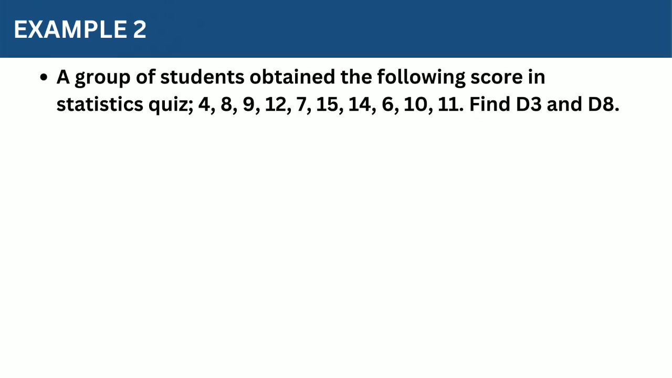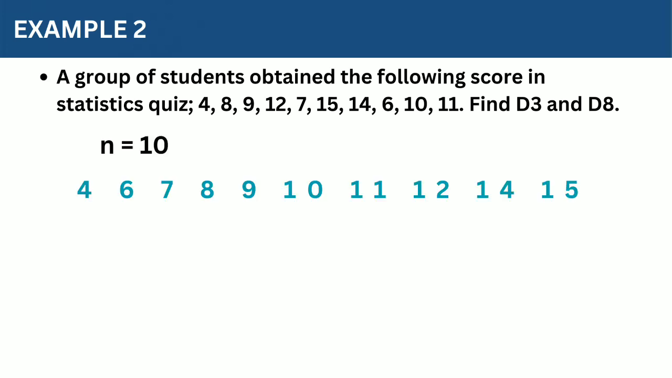Example number 2. A group of students obtained the following score in statistics quiz: 4, 8, 9, 12, 7, 15, 14, 6, 10, and 11. Let us find decile 3 and decile 8. Step 1 should always be to arrange the numbers in ascending order. So now we have 4, 6, 7, 8, 9, 10, 11, 12, 14, and 15, a total of 10 numbers.